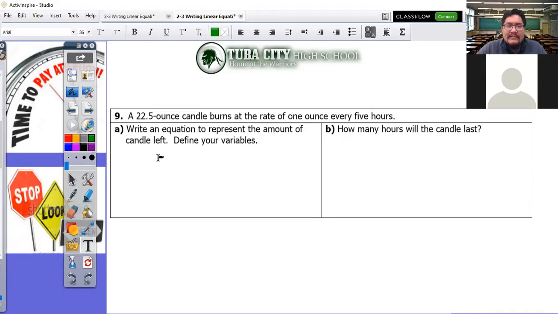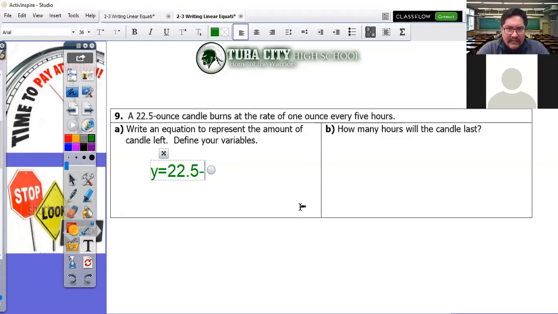Anyway, so here we go. A 22.5 ounce candle burns at a rate of 1 ounce every 5 hours. Write an equation to represent the amount of candle left. Define your variable. So I'm going to use y. This is a fairly simple example, so I might just use y. And you can use x, y, whatever you think. And I want to put it in y equals mx plus b, but I think a lot of people would probably start with the actual value first. In fact, I think I'm going to do that with this one, just because.